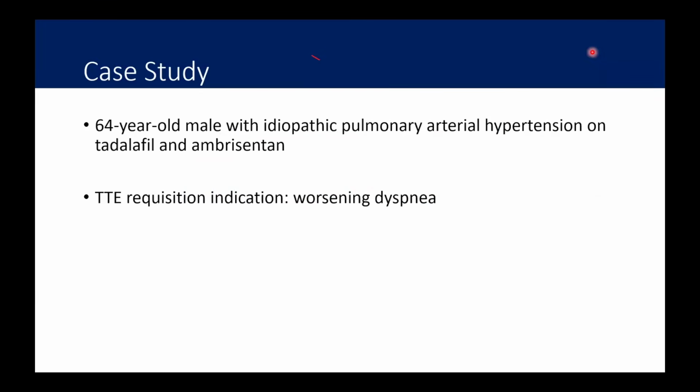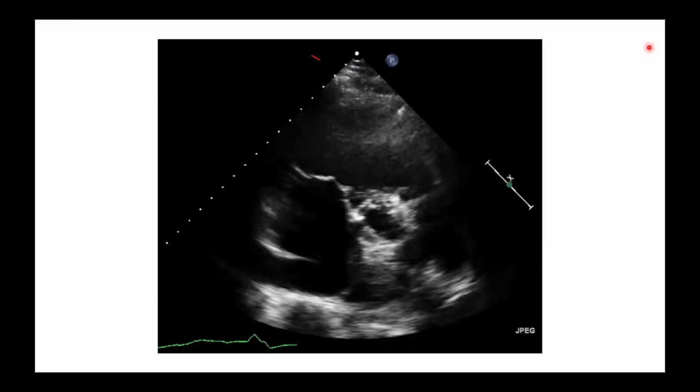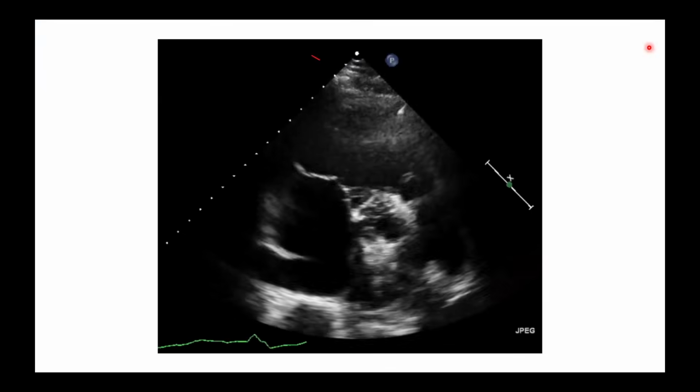And so I want to go over a case study quickly, and this is a real patient that was scanned a number of years ago. He was a 64-year-old gentleman with idiopathic pulmonary arterial hypertension on tadalafil and ambrisentan. Tadalafil is a PDE5 inhibitor, and ambrisentan is an endothelin receptor antagonist. And you get this TTE requisition, and the indication is just worsening dyspnea. So I'll just let this video play for a little while.